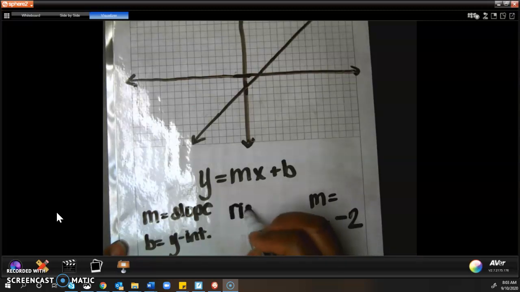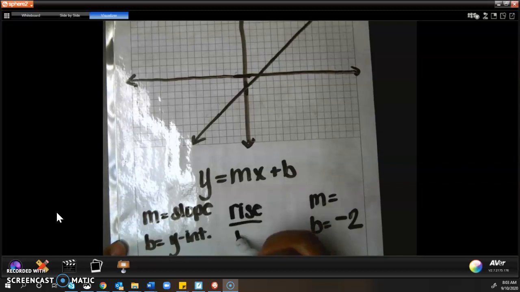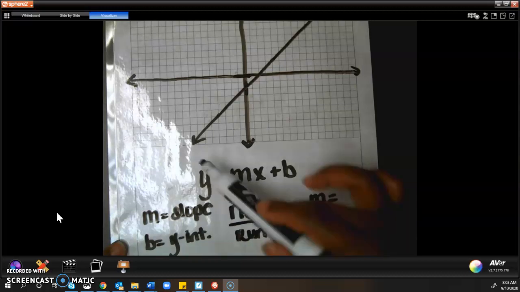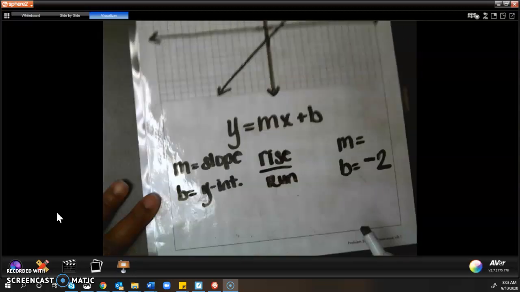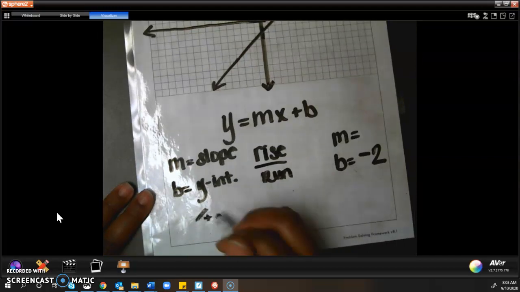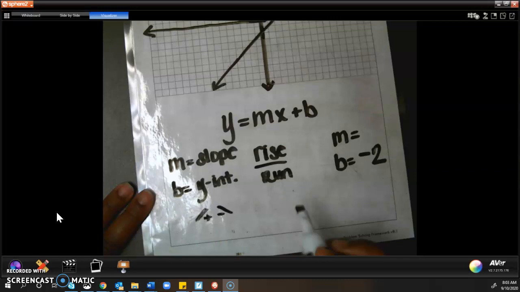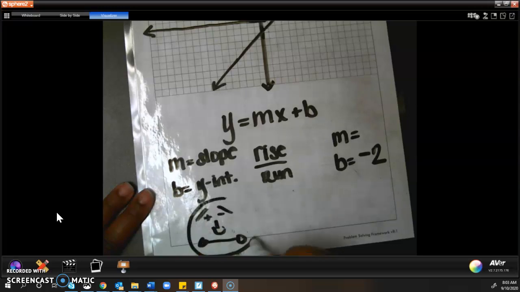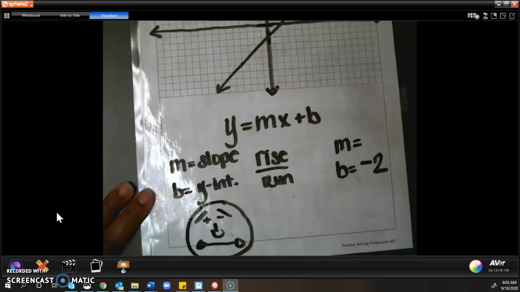So I'm going to do rise over run. So first, I need to know if my line is positive or negative. Since it's going up, it is positive. One way to remember that is slope man. Line goes that way, it's positive. If it goes this way, it's negative. Straight up and down, undefined. Horizontal, slope is 0. That's slope man. You can always draw him to remember.